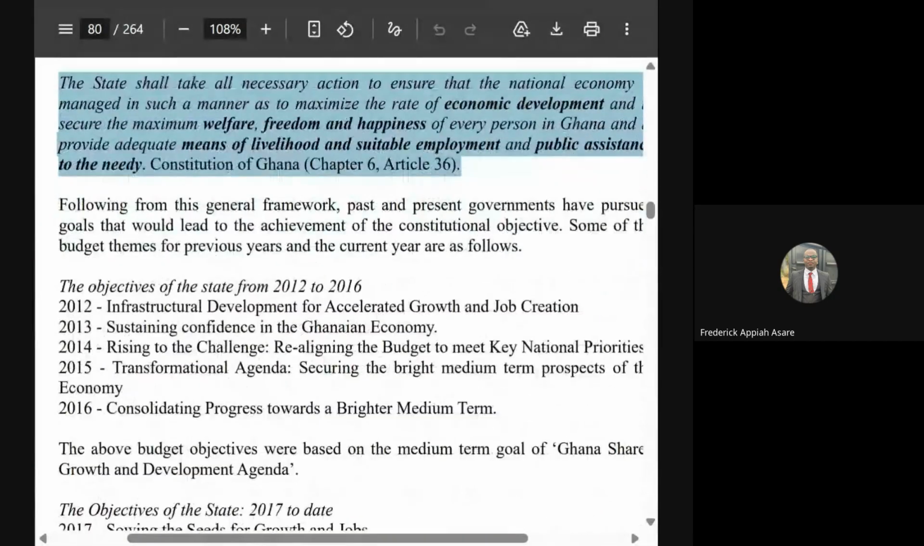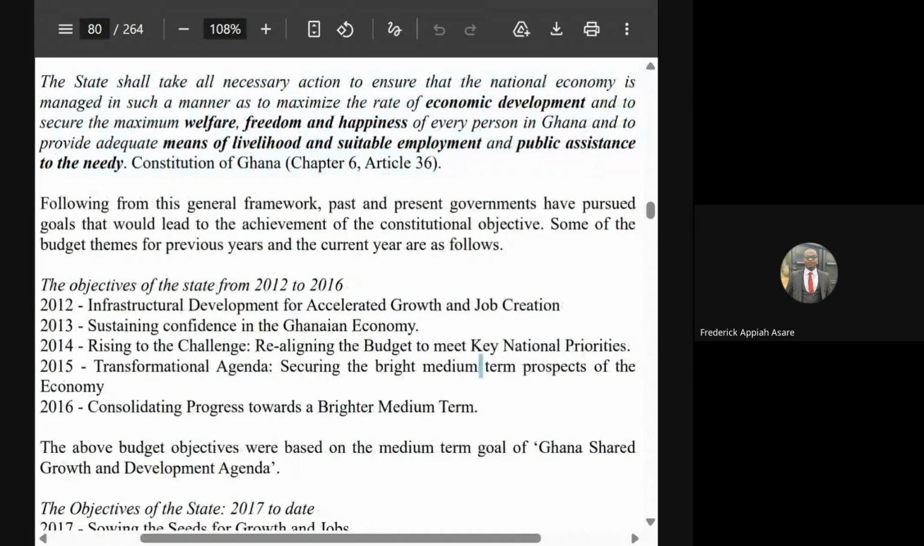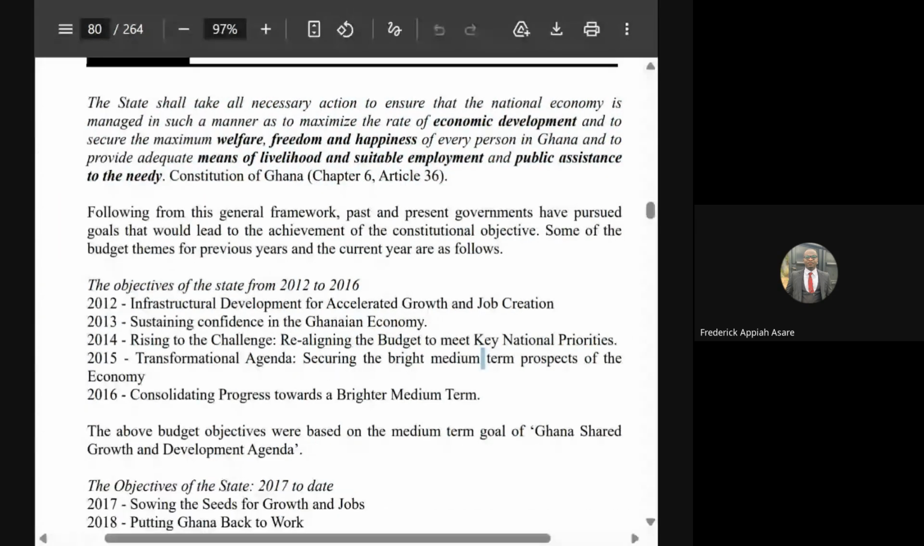This is the objective Ghana needs to achieve. Based on this overall constitutional goal, governments have come up with goals in order to achieve this. For instance, in 2012, the goal was infrastructural development, accelerated growth and job creation. That was the objective for the 2012 budget.